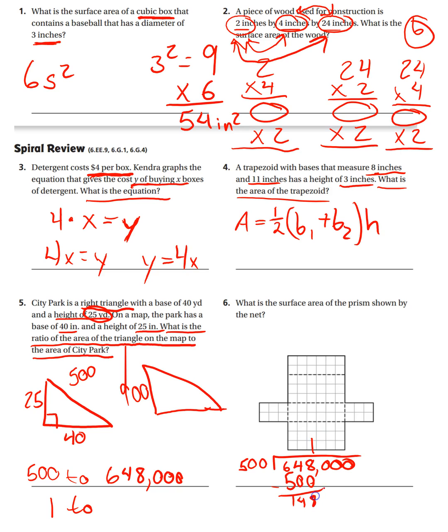Subtract 148, bring down my 0. Goes in twice, 1,000, 480. Bring down my 0. 9 times, that's 45, gives me 300. Bring down this last 0, and goes into 3,000 6 times. So 1,296. Whew. That was a long one.